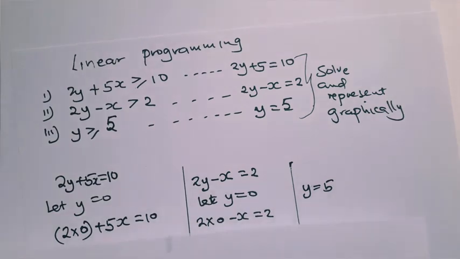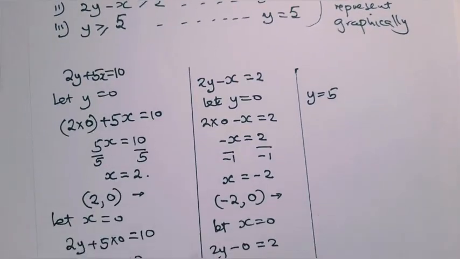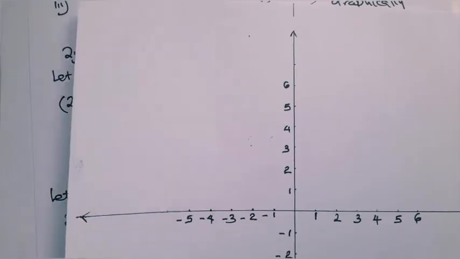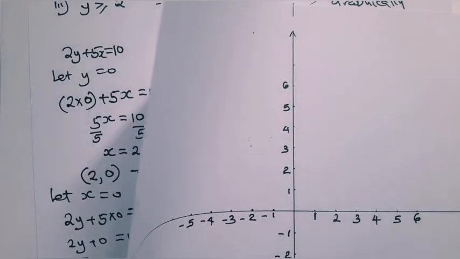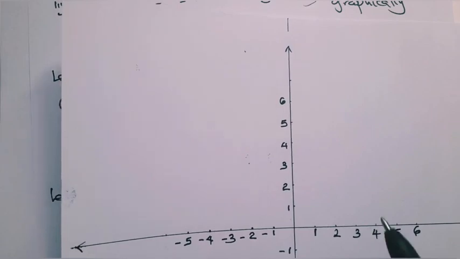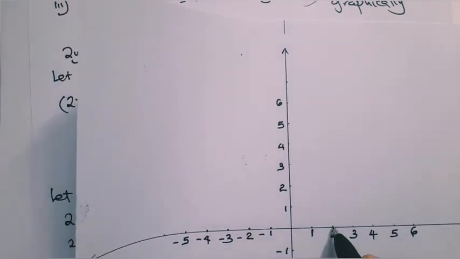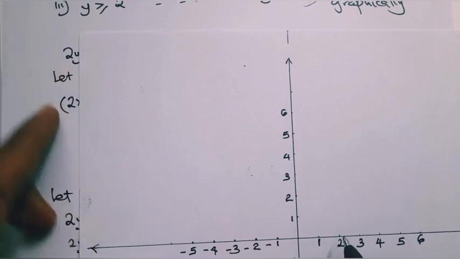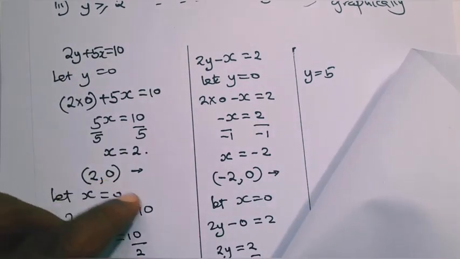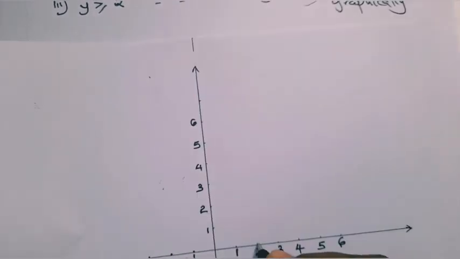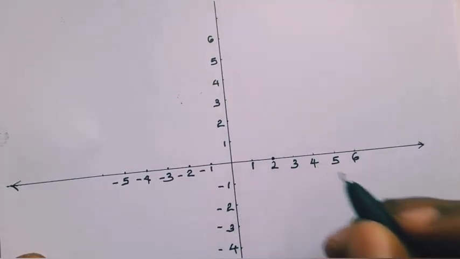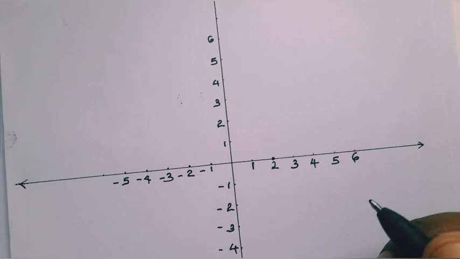So let's draw the first line. The coordinates are 2, 0, and 0, 5. So here, 2 on x, and y is 0. Just come to 2 and 0. Here is the point. This point is 2, x is 2, and y is 0.